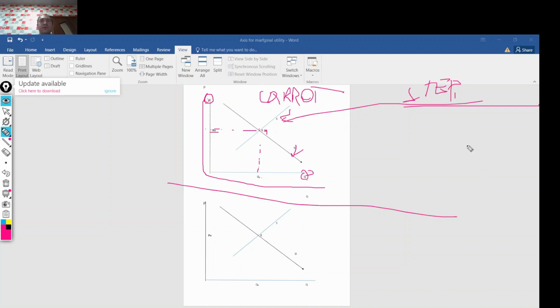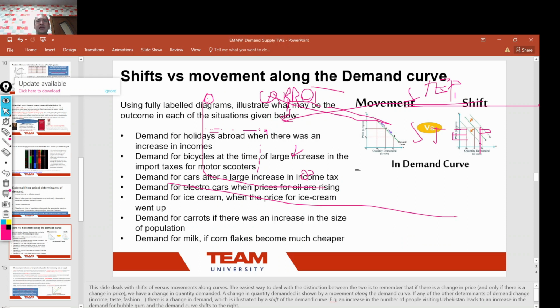Step number 2, analyze what is happening to the market in question, the market for carrots. Is it an internal circumstance that is changing the market, or some external one? Is it external or internal? Let's see in the slides. Increasing population. Remember, the only internal ones are the price changing and quantity changing on the market.